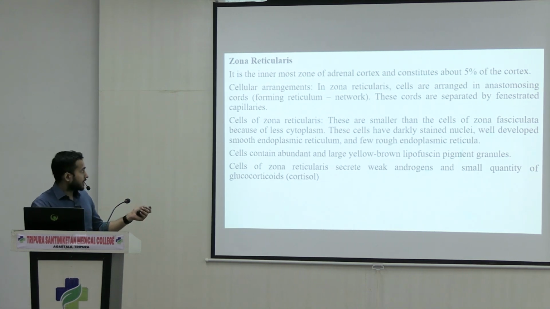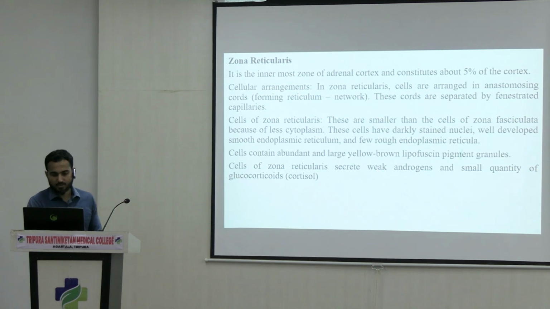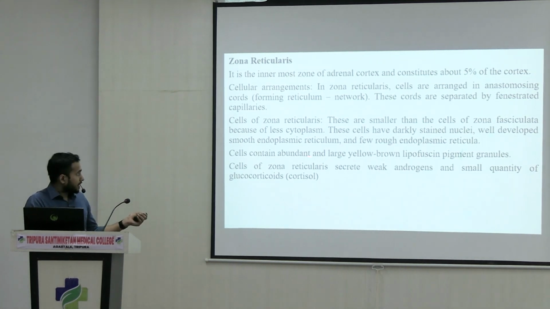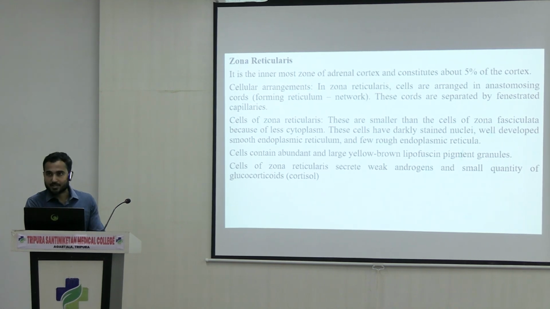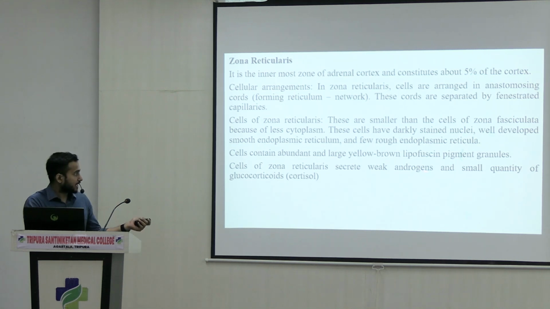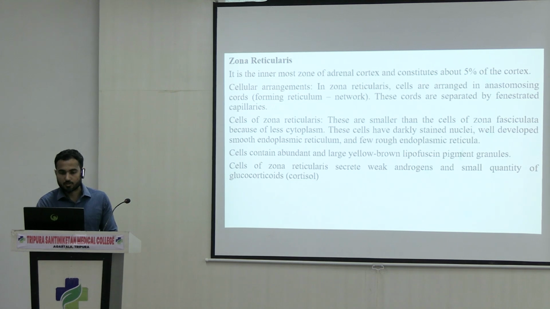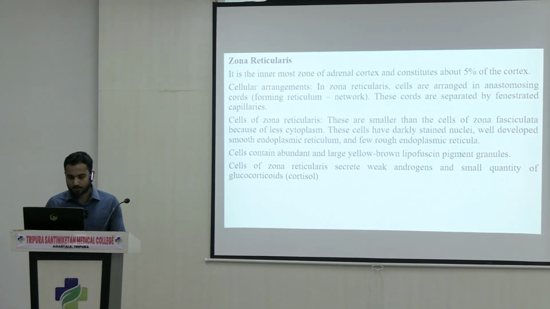Now the cells of the reticularis are smaller as compared to the zona fasciculata. They have darkly staining nuclei, well-developed smooth ER, and along with that a few rough ER are also present. Abundant yellow-brown lipofuscin pigments are also present inside the cell. Now the cells of the reticularis secrete weak androgens and a small quantity of glucocorticoids. These are the functions of the zona reticularis.